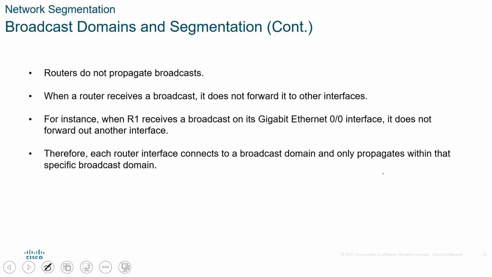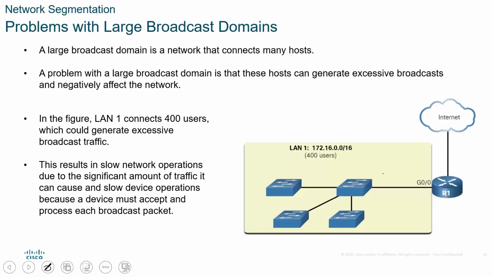So routers do not propagate broadcast. When a router receives a broadcast, it does not forward it to other interfaces. All right. So for instance, when router 1 receives a broadcast on the gigabit Ethernet interface, it does not forward it out through another interface. Therefore, each router interface connects to a broadcast domain and broadcasts only propagate within that specific domain.